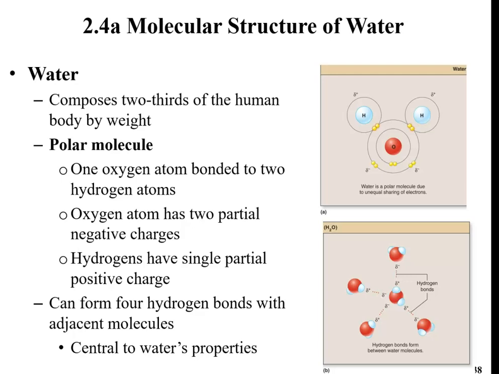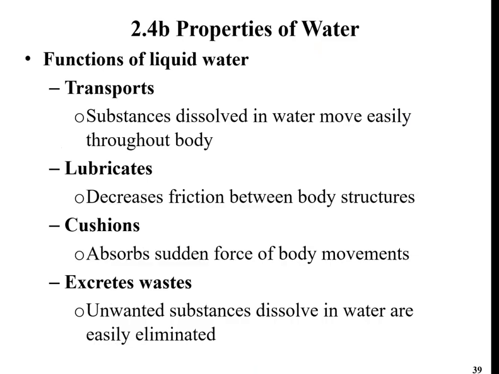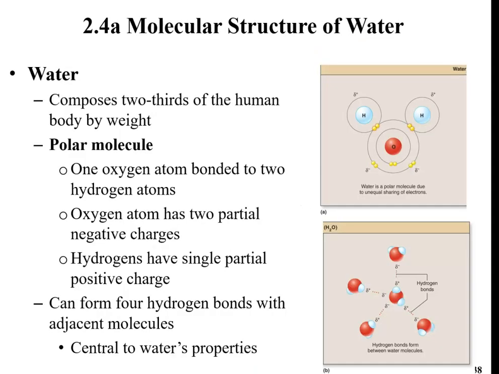For that reason, water can form 4 hydrogen bonds with adjacent molecules. And this is really what gives water all of its unique properties. Let me see if I can find the image. Here's an example of water being able to form 4 hydrogen bonds. So this hydrogen can form a bond, this hydrogen can form a bond, and the oxygen can form 2 hydrogen bonds.